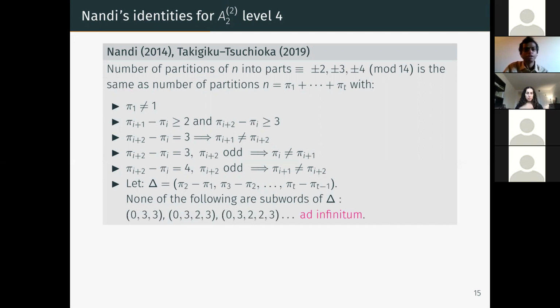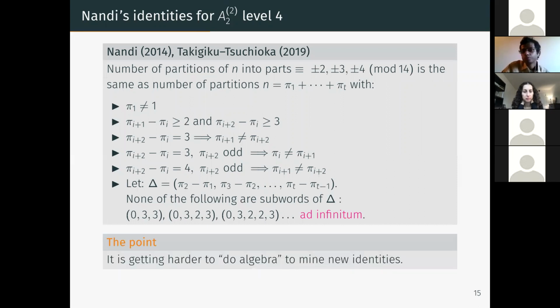So for example, you're not allowed to have 033 as a consecutive difference, 0323, and ad infinitum. So this was something completely new. No one had seen this before. And recently this was proved. It's very surprising that anyone was able to prove it, but it's been proved. Anyway, the point is that it's getting harder to do algebra to get new identities by this procedure. It's going to lead to many complicated things like that.